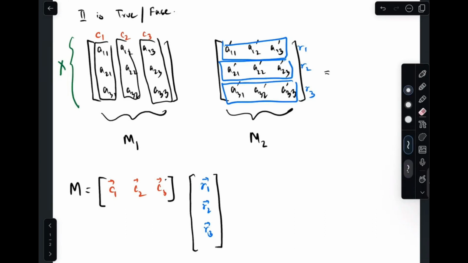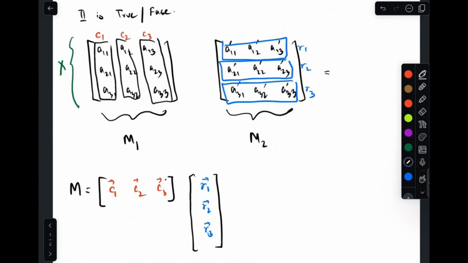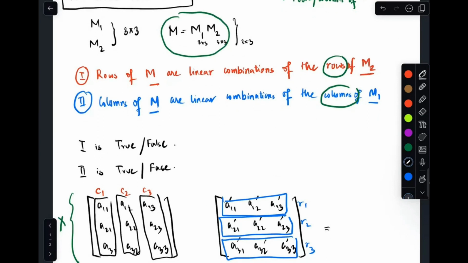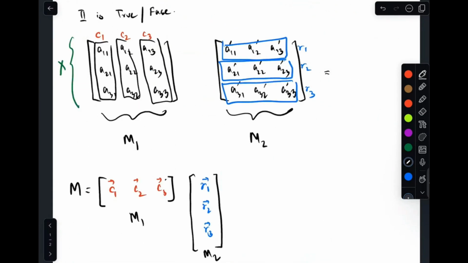Also, this is what the problem is all about. It has boiled down to the rows of M2 and the columns of M1. So what's next? What's next is understanding whether the rows of M are a linear combination of the rows of M2 or not, right? So let's focus on that question. Let's focus now on the rows of M2 and how they are computed.